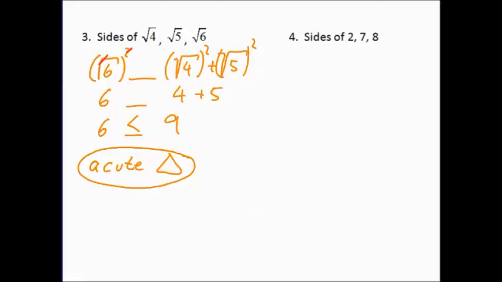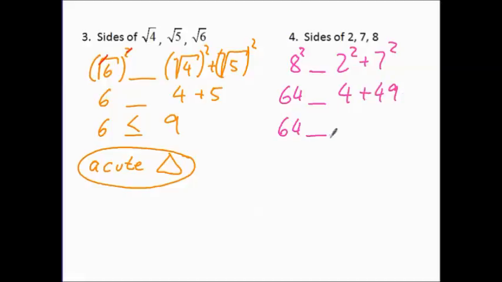Last but not least, with sides of 2, 7, and 8, we compare 8 squared to 2 squared plus 7 squared. 8 squared is 64. 2 squared is 4, plus 49. 64 versus 53. 64 is greater than 53. So in this case, we have an obtuse triangle.